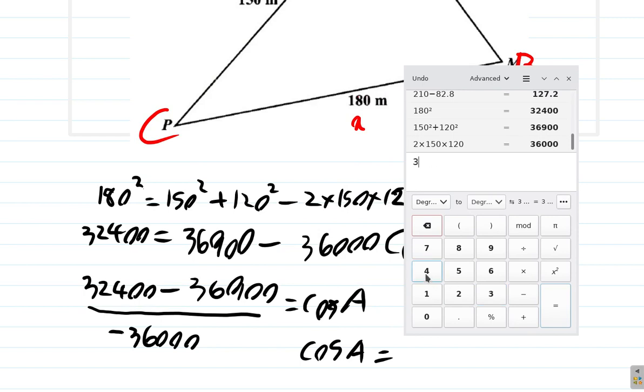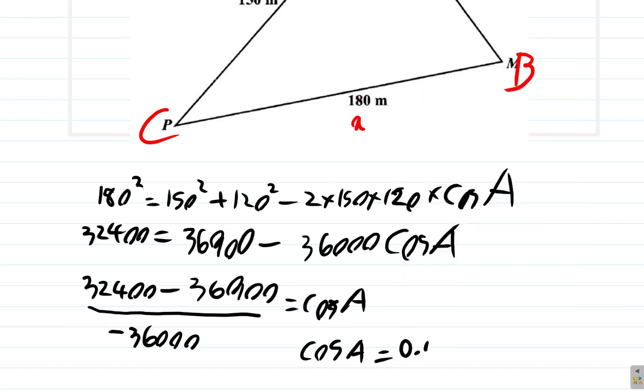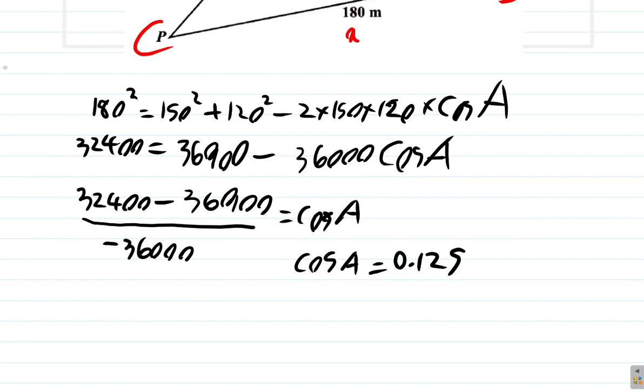We have our 32,400 minus 36,900 equal over, it's going to be a negative 36,000, close bracket, equal 0.125. So it's time for us to find A now.